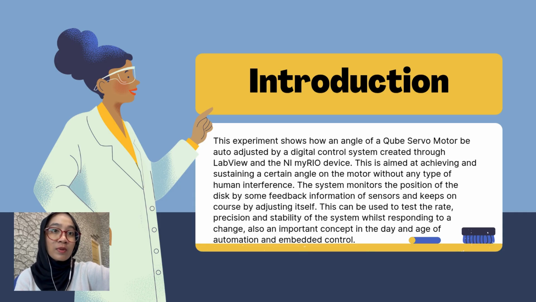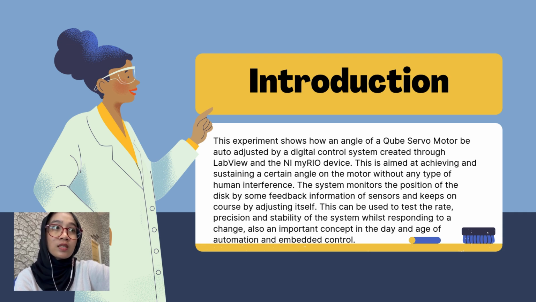The introduction of this PBL. This experiment shows how the angle of a cube servo motor can be auto-adjusted by a digital control system created through LabVIEW and the NI device. This is aimed at achieving and sustaining a certain angle on the motor without any type of human interference.